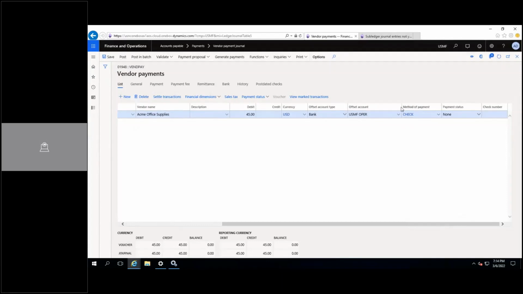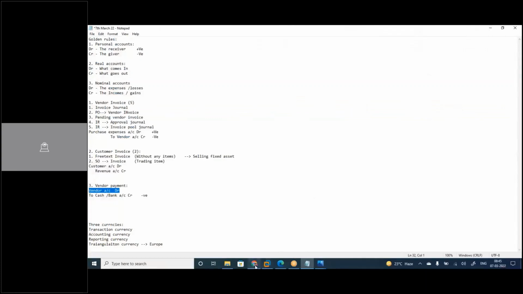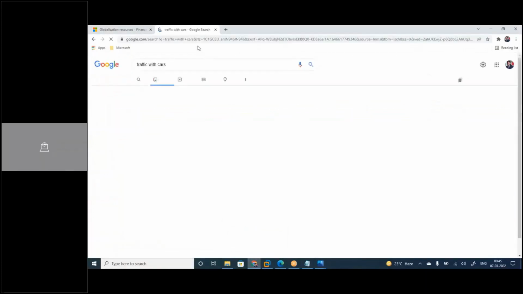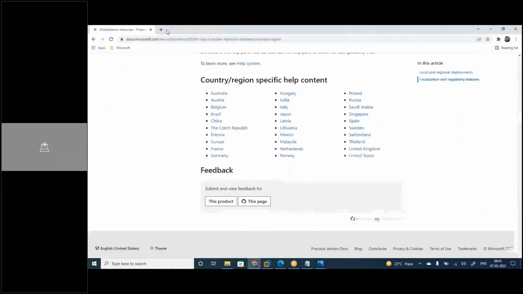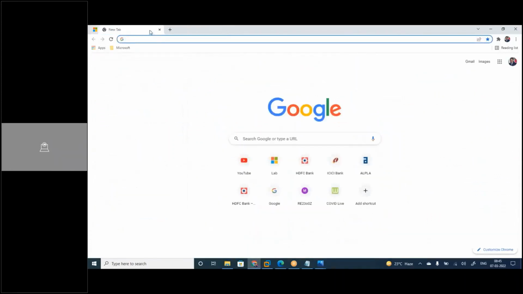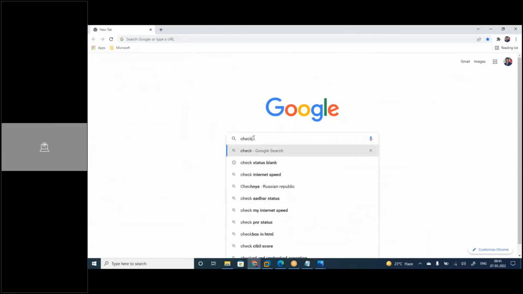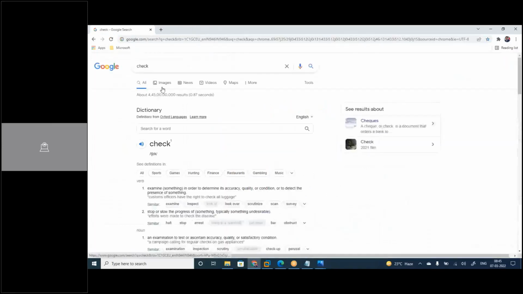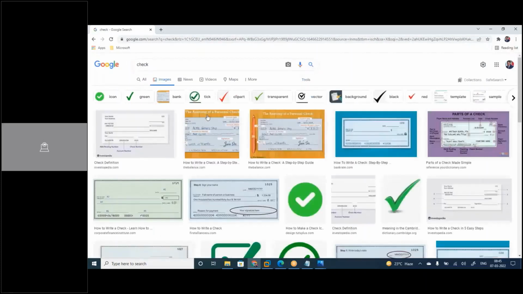Okay, and here the method of payment is check. What does method of payment check mean? Give me a minute. This is for another batch I have discussed. In India we use CHEQUE, but globally it is CHECK. In the USA it is used like this.